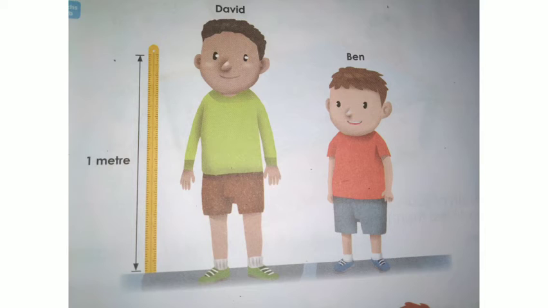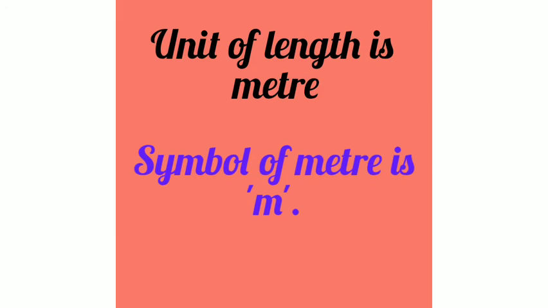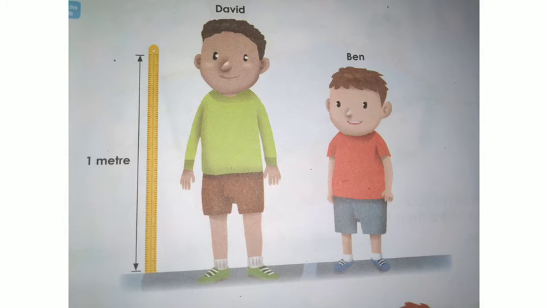Does anybody know what is the unit of length? Unit of length is meter. The symbol of meter can be written as m. The following image shows how to measure the height of those two children using a meter scale. Place a ruler on the floor vertically to measure the height of those two children with the given unit.